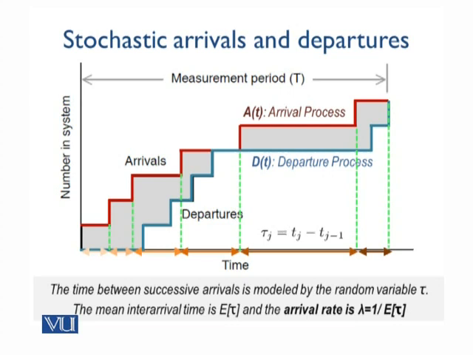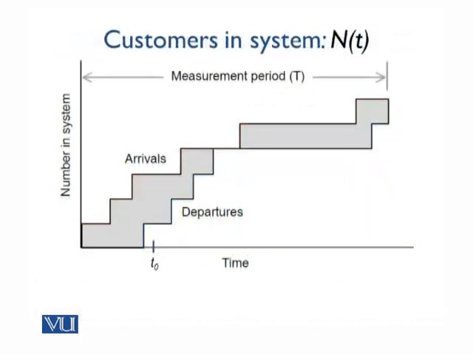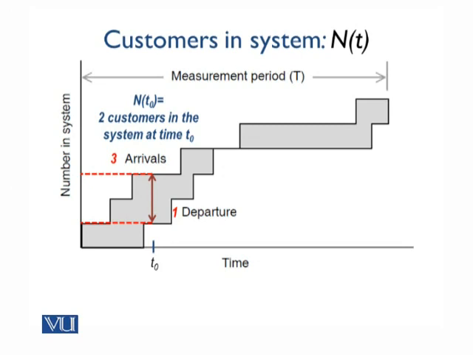Now we will see how to interpret the number of customers in the system. In other words, we want to determine the number of customers in a system for particular instances in time. We want to determine n of t. To do that, we see that at the instant t is equal to t naught, up till that time, 3 arrivals have occurred and also 1 departure has occurred. And because we know that no job is lost inside the system, there must be 2 customers in the system at time t naught. Similarly, you can determine that at t is equal to t1, the number of customers in the system is equal to 1.